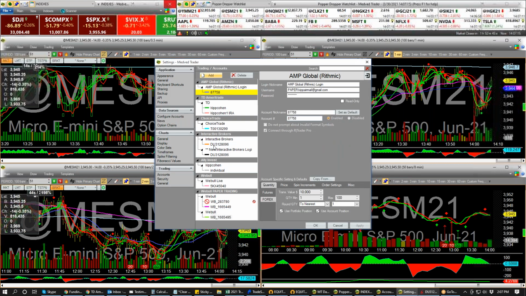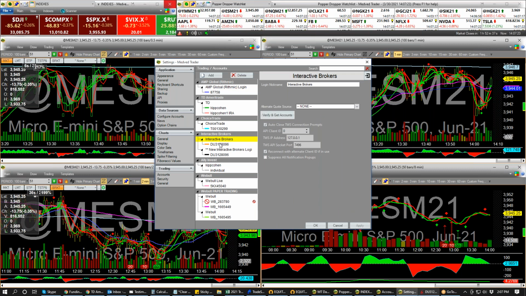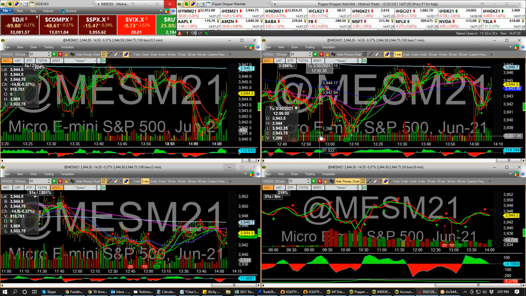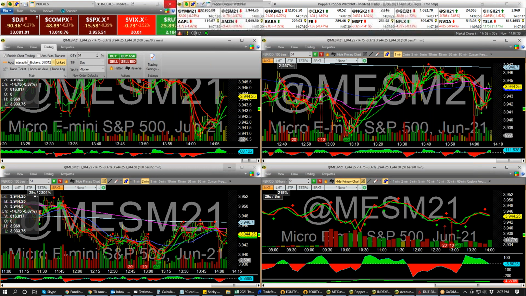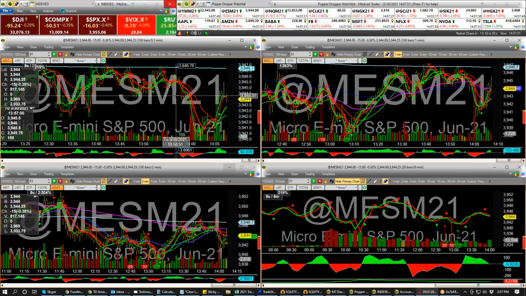You can see I've got Interactive Brokers right here. You'll have to log in, put in your username and password, or verify and get the account, and it'll find it. Then make sure you're set for that account. If you want to do the standard, it's ESM21. That's the current contract, which is the June. We'll be on that contract up until the beginning of June, and then we'll roll it into a new contract after that.